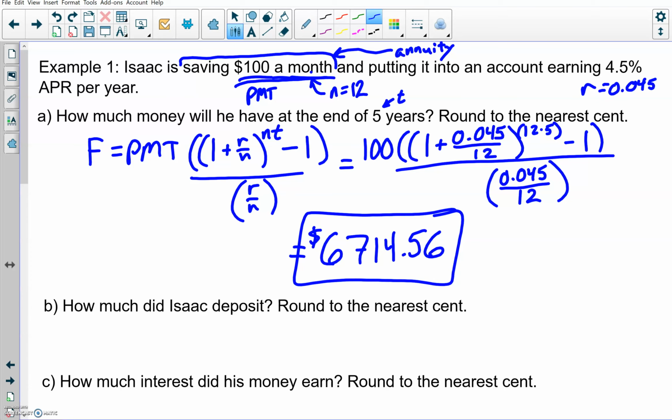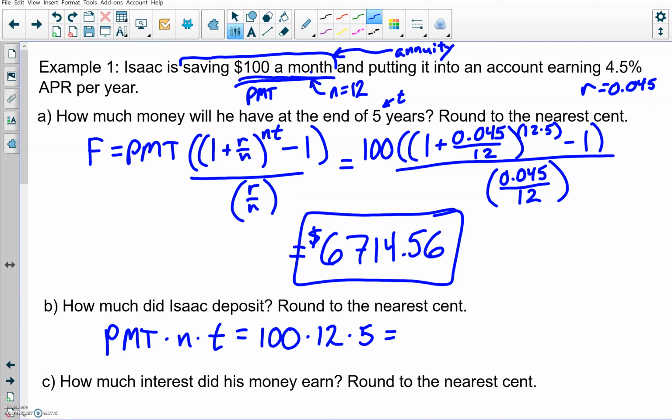You've got the compound interest as a driving force in the savings formula. So there's interest being earned here. To figure out how much he actually deposited, we just need to take the payment, $100, times the N, the number of payments per year, and then times the number of years. So in this case, he did $100 a month, 12 months in a year, and he did that for 5 years. So you just multiply payment times N times T to get the amount deposited.